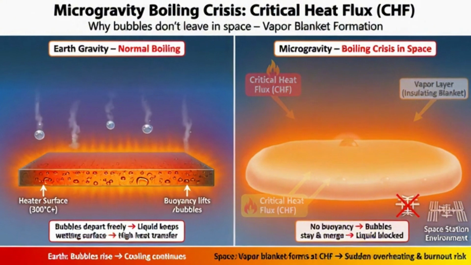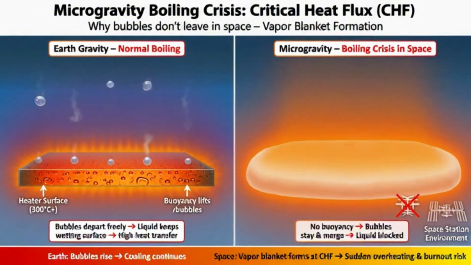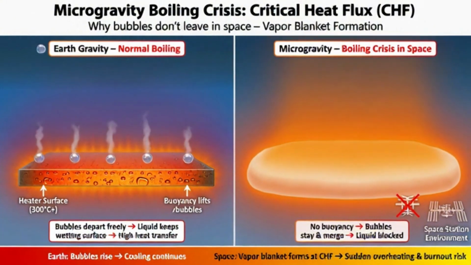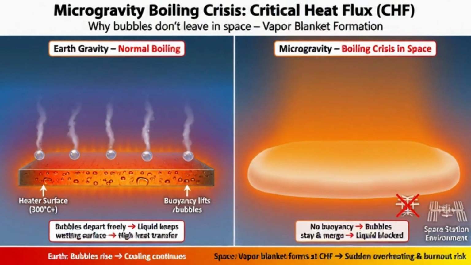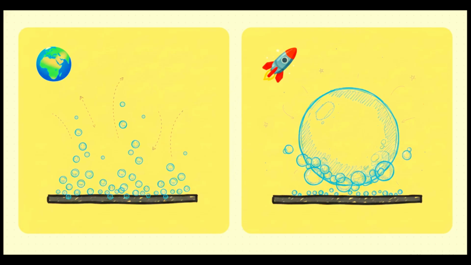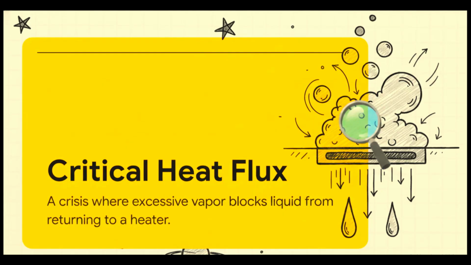Simple enough, right? But in microgravity, there's absolutely no buoyancy to lift those bubbles. So those isolated bubbles, they just sit there. They grow, they merge together, and eventually they form a single, giant, stationary vapor bubble that completely blankets the entire heater. And that brings us to a really crucial point.